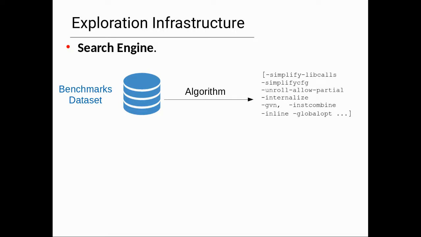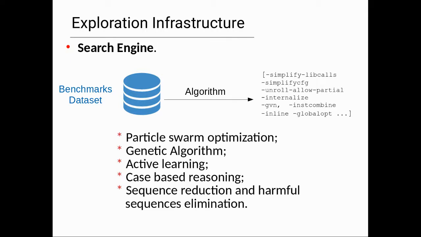The search engine is used to associate good optimization sequences with programs. Basically, it is a mapping performed by an algorithm from the dataset of benchmarks to good optimization sequences. YaCoS provides several search methods, like particle swarm optimization, evolutionary algorithms, and active learning for minimization of the number of executions of the application, which can be very costly. We have case-based reasoning search and algorithms capable of sequence reduction and harmful sequence elimination, which are sequences that slow down the application.